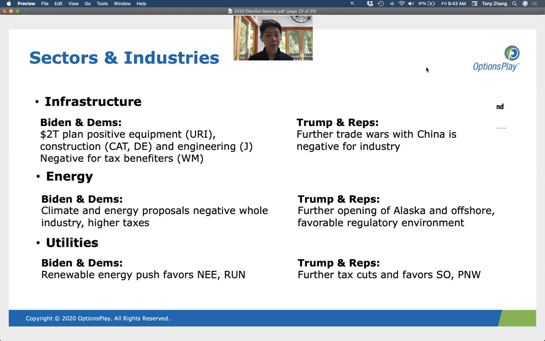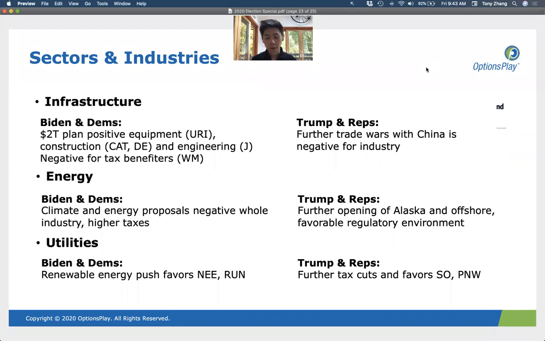The only net negative is really the tax benefits that some of the names in this particular industry have benefited from under the Trump administration, which is names like Waste Management. Some of the waste type companies have been one of the largest net beneficiaries of those tax cuts. We do see some net negatives here on that front, but overall, infrastructure, construction, these types of names are likely going to be huge net beneficiaries under the Biden and Democratic government.